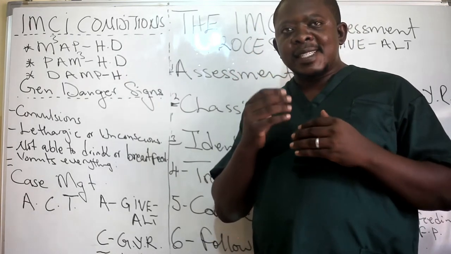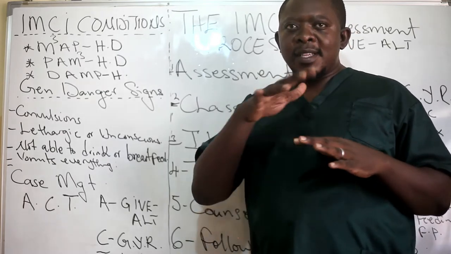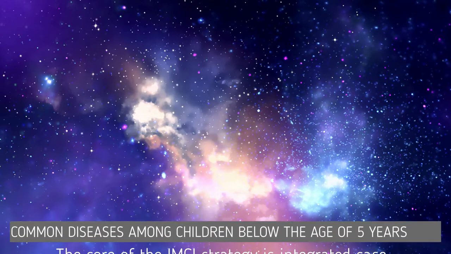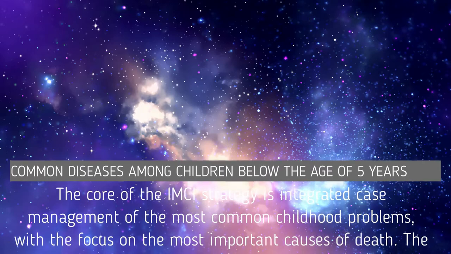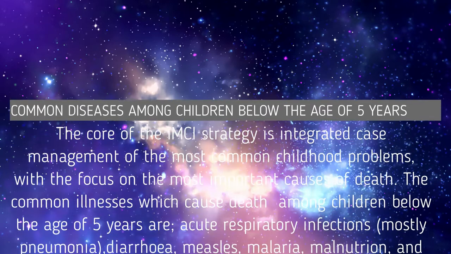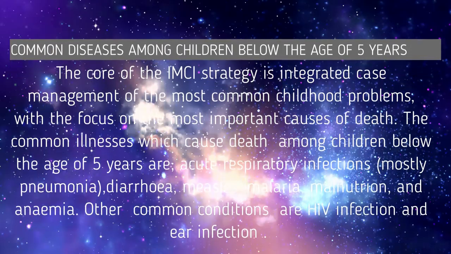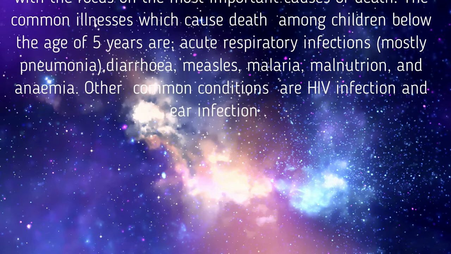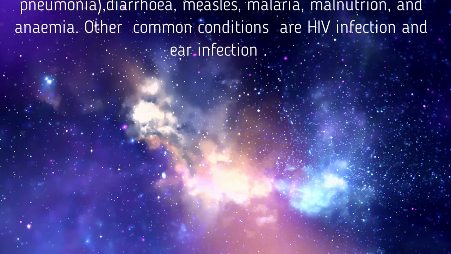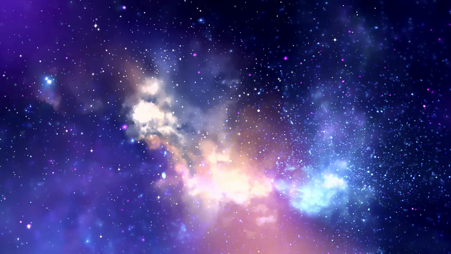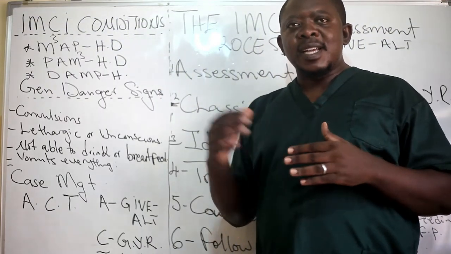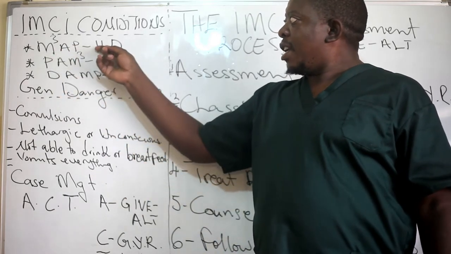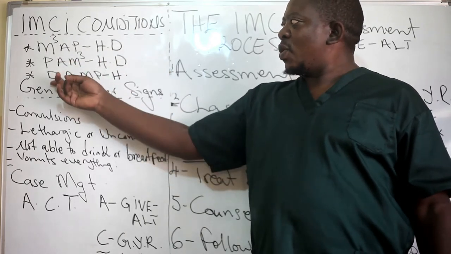I've already indicated that IMCI is meant for resource poor countries, and if I'm talking about the sub-Saharan region, these are the conditions that are managed using IMCI within the sub-Saharan region. You can remember them using the mnemonic PAMHD, or you can just use DAMP H.